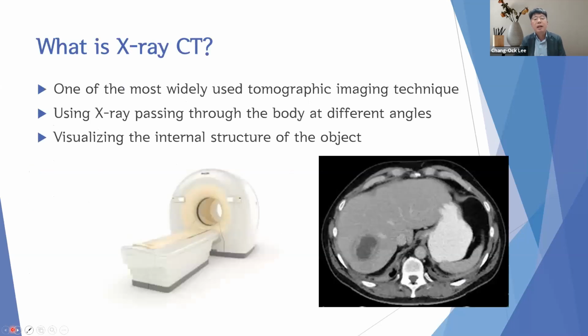What is X-ray CT? I assume that everybody knows X-ray CT very well. X-ray CT is one of the most widely used tomographic imaging techniques in the world, and we use an X-ray beam which passes through the body at different angles. So we rotate the body or we rotate the scanner. So we have a bunch of slice images, and we reconstruct the internal images. So we can visualize the internal structure of the object.